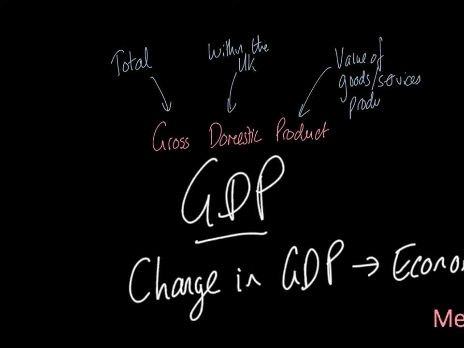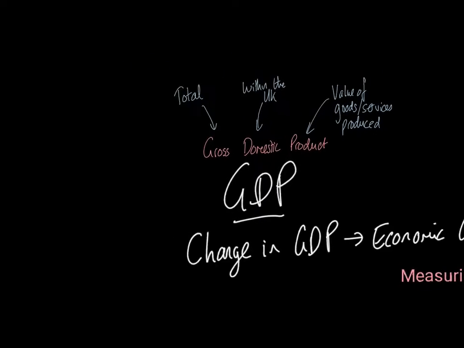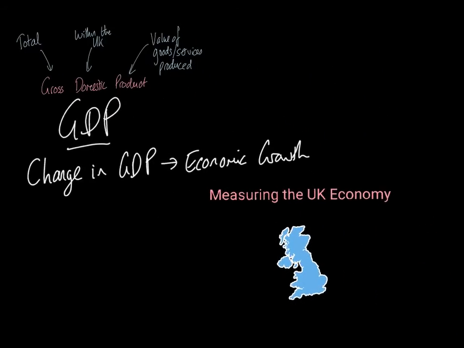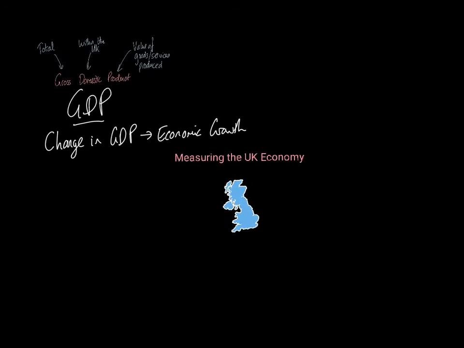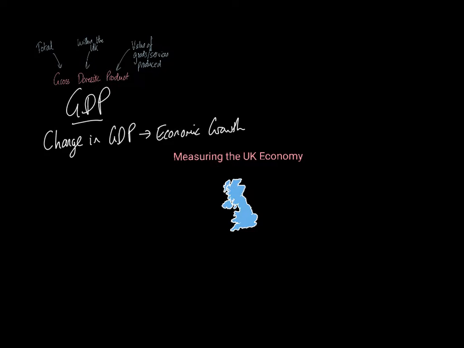So what does GDP mean then? GDP means the total value of goods and services produced within the UK. So it's an important indicator because it gives us the sense of the overall situation of the UK economy, the total amount which is being produced within the UK.